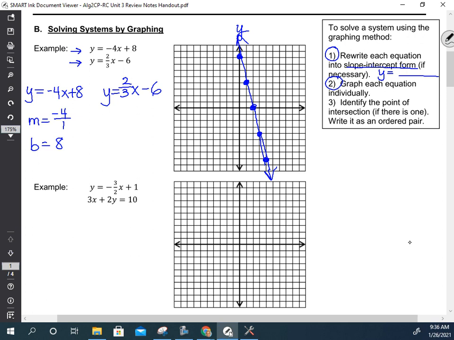Now we draw the other line. 2/3 x minus 6. Slope is 2/3. Y-intercept is negative 6. Same rule applies. Start in the middle, go down to negative 6. Go up 2 to the right 3.